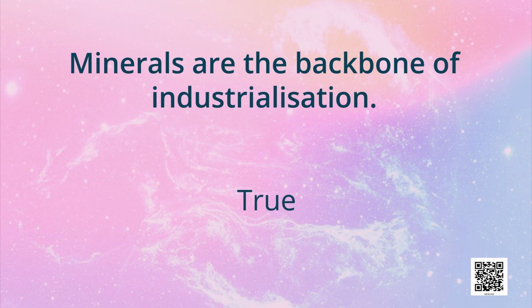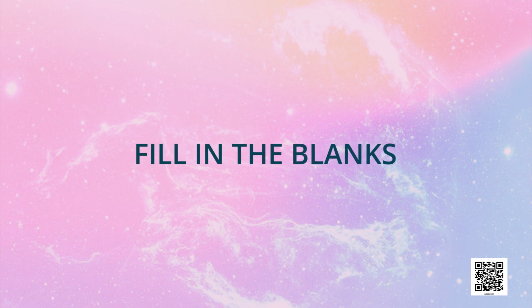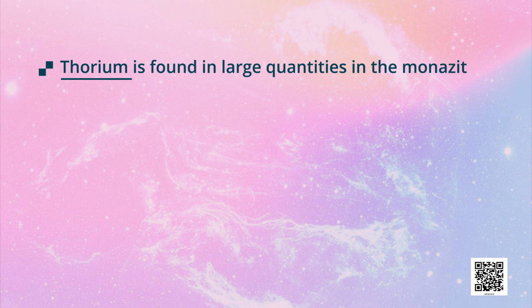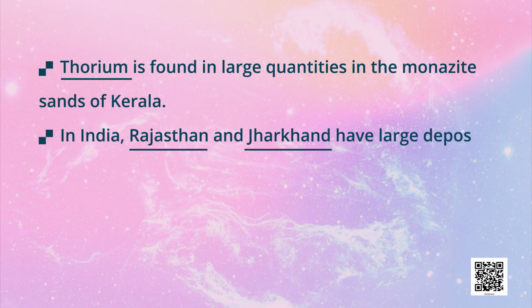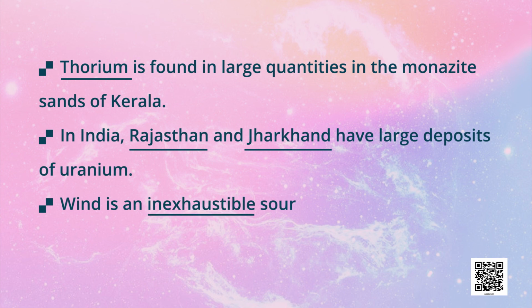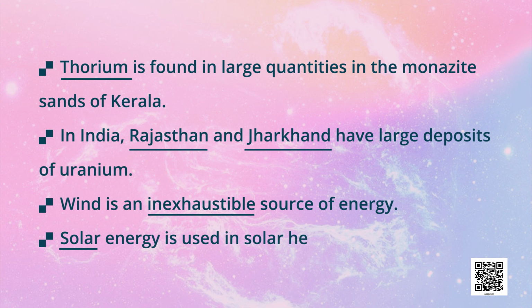On your screens, you can see certain blanks. You have to fill them with the correct word. So, thorium, very right, is found in large quantities in monazite sands of Kerala. Very good. In India, Rajasthan and Jharkhand have large deposits of uranium. Wind is an inexhaustible source of energy. Solar energy is used in solar heaters, solar cookers, etc. Correct.